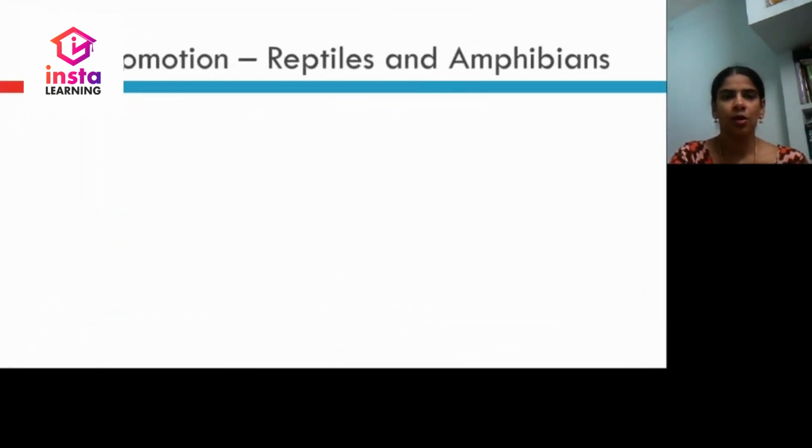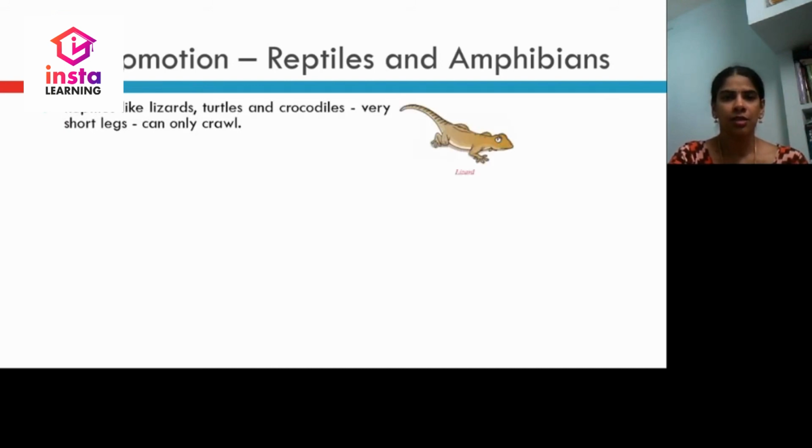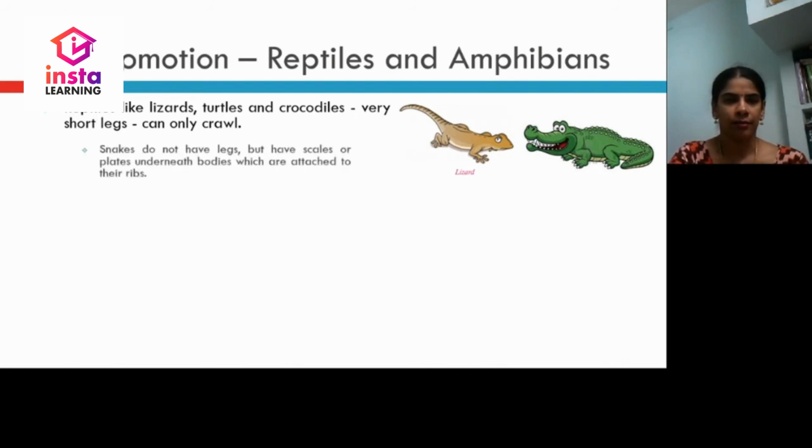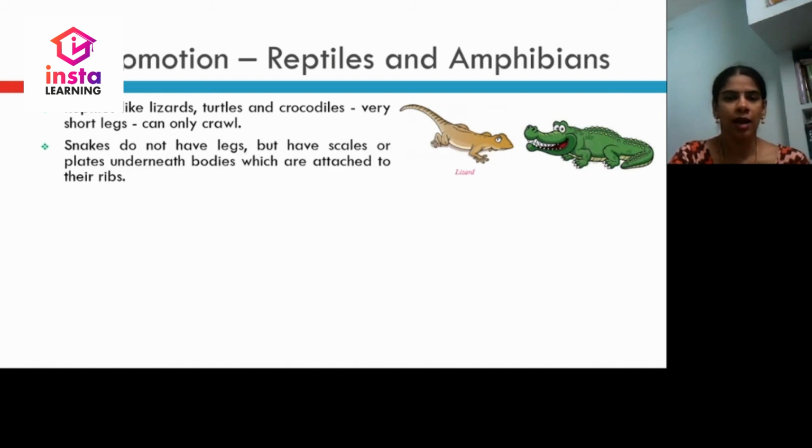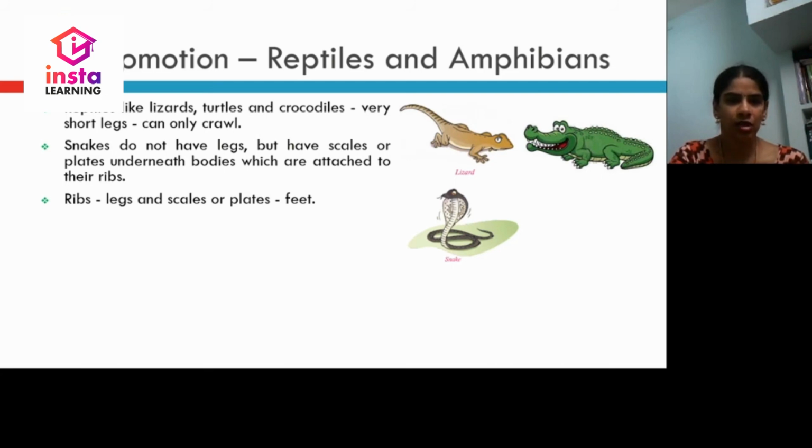Let us learn about locomotion in reptiles and amphibians. Reptiles like lizards, turtles, and crocodiles have very short legs. Hence, they can only crawl. Snakes do not have legs but have scales underneath their body which are attached to their ribs. Hence, ribs act as legs and scales or plates act as feet for the snakes to crawl.